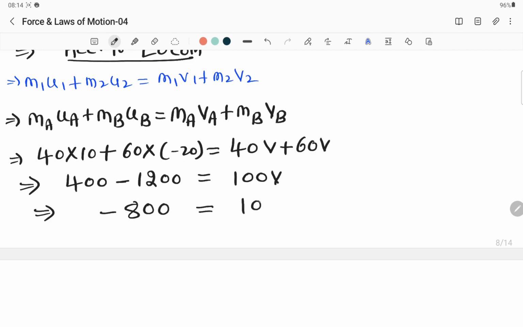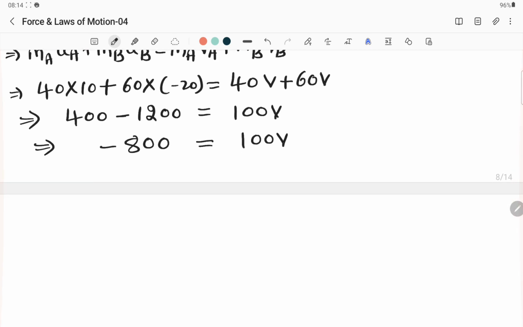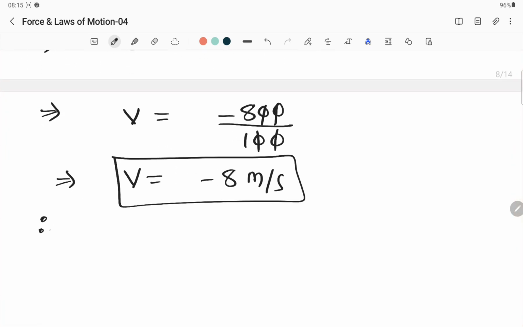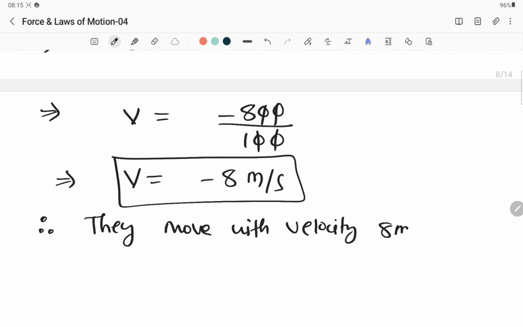Minus 800 is equal to 100 V, and if you calculate the answer, you will get V is equal to minus 800 divided by 100. The zeros will get cancelled, and we will get the answer V is equal to minus 8 meter per second. So this is for sure. I mean, they move with velocity 8 meter per second, that is for sure.